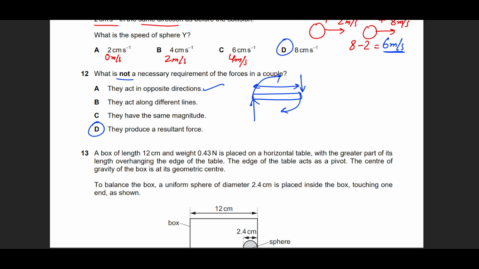They act in opposite direction is one of the conditions. They act along different lines is one of the conditions, because it's acting in this way. It is acting this way. They are acting a distance apart from each other. They have the same magnitude. Yes, this is a requirement for torque.